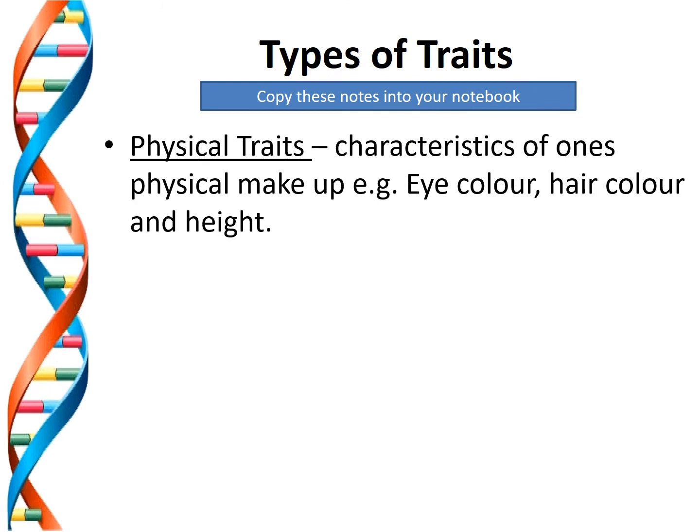The last of the definitions that we're going to copy down into our notebooks today is the types of traits. So traits can be broken up into different types. The first of these different types is physical traits. These are characteristics of one's physical makeup. For example, your eye color, your hair color, and your height. So things that make up your physical appearance.